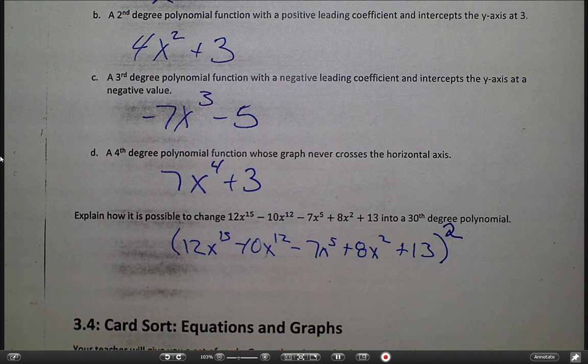Now, if it was a positive slope, which way would it go? Right here, right? This is positive slope. Negative slope is going down, right? Because we read from left to right.